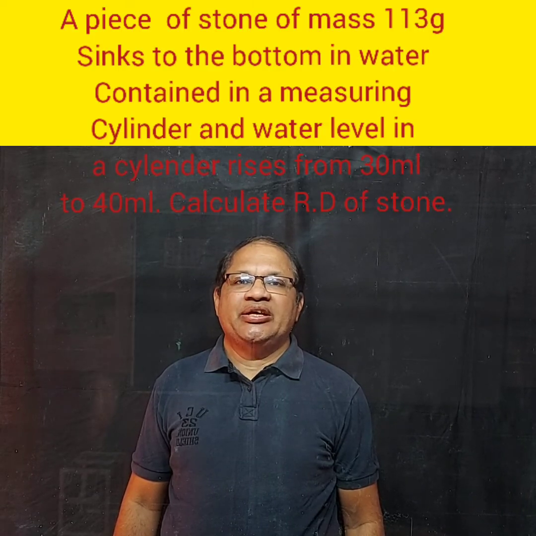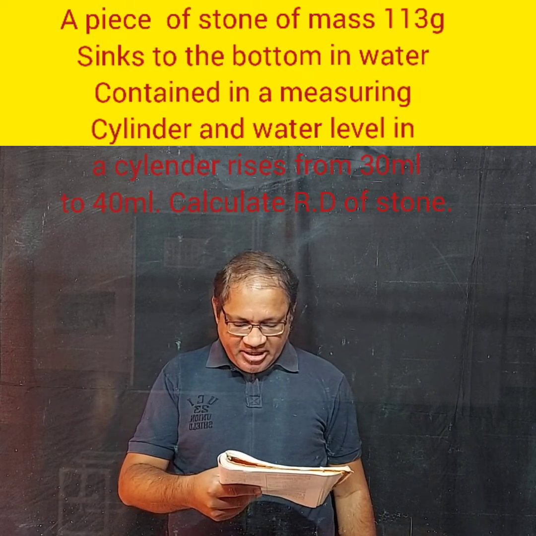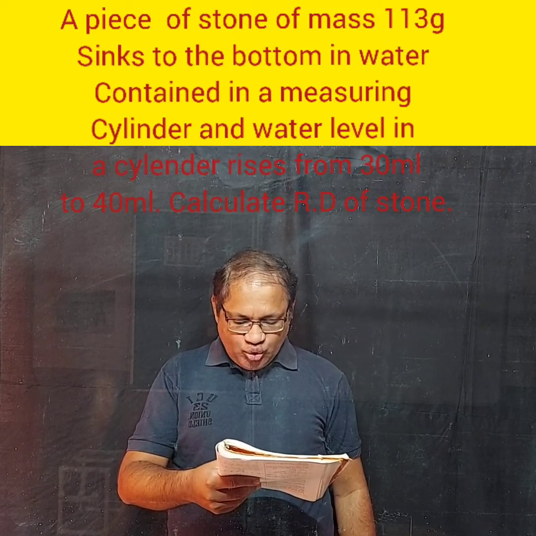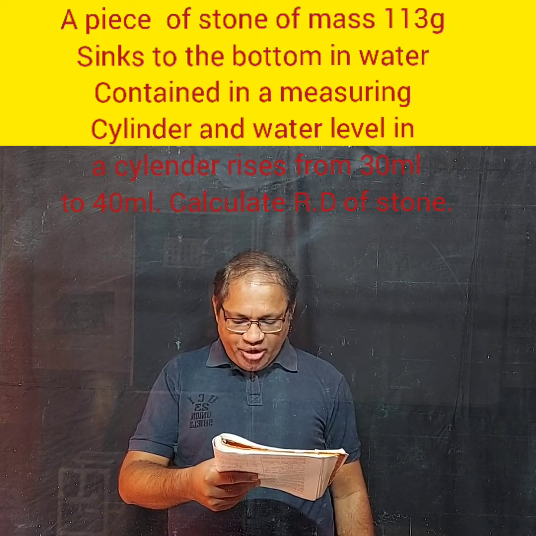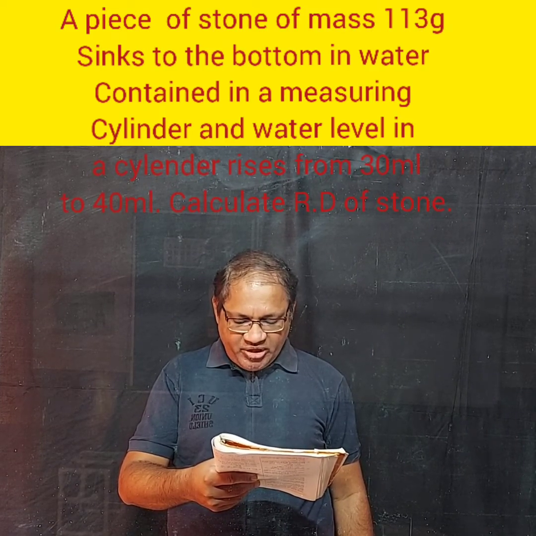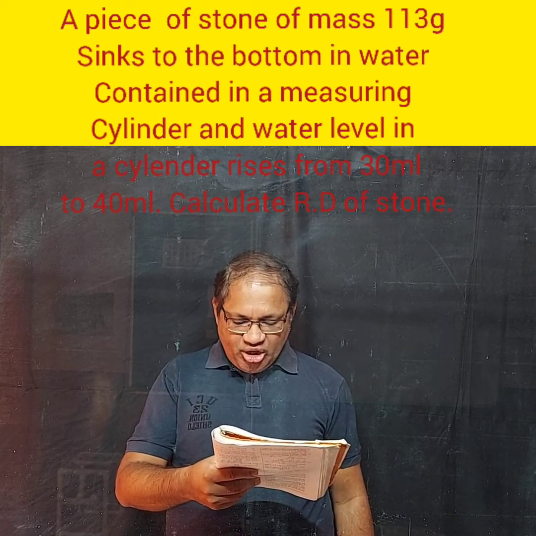Alright, so let's read the 7th sum. A piece of stone of mass 113 grams sinks to the bottom in water contained in a measuring cylinder, and water level in the cylinder rises from 30 milliliter to 40 milliliter. Calculate the relative density of stone.